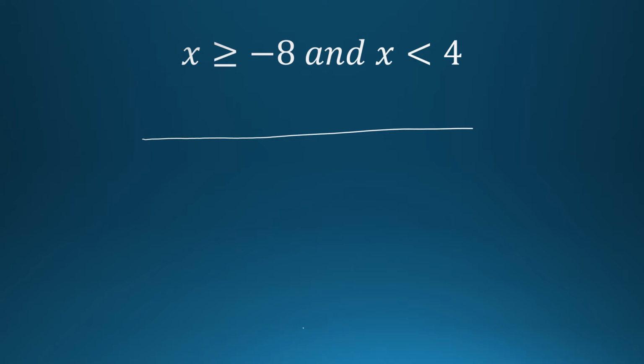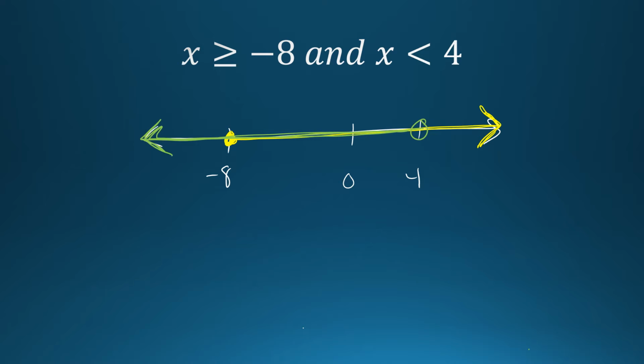If I sketch out a graph here, I'm going to put -8 over here, maybe 0 right here, and 4 over here. The first thing that I'm going to do is graph both of these inequalities separately, and I'm going to show you what happens. X is greater than or equal to -8, so that is a closed circle, and I'm going to shade to the right. X is less than 4, so that's going to be an open circle and shade to the left.